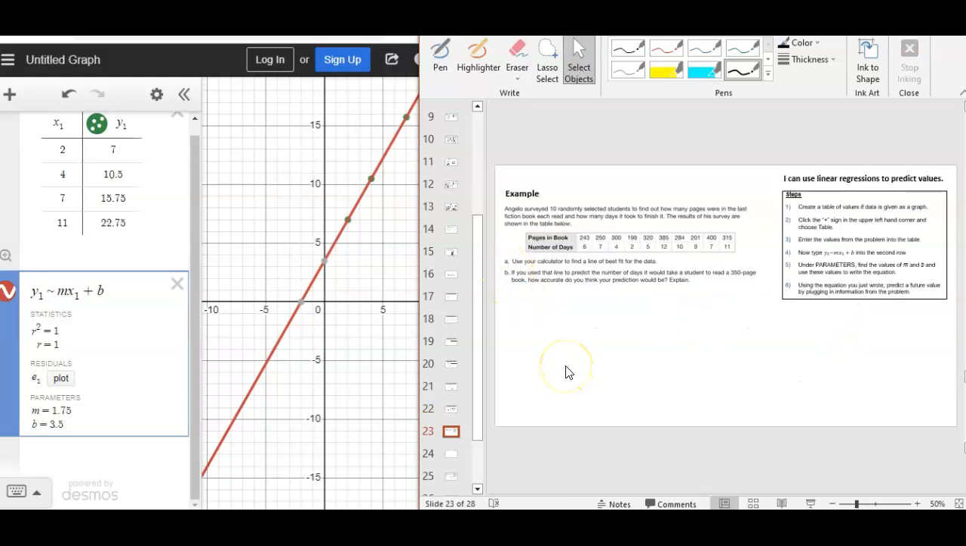Okay, so let's try this example. It says Angelo surveyed 10 randomly selected students to find out how many pages were in the last fiction book they read and how many days they took to finish it.